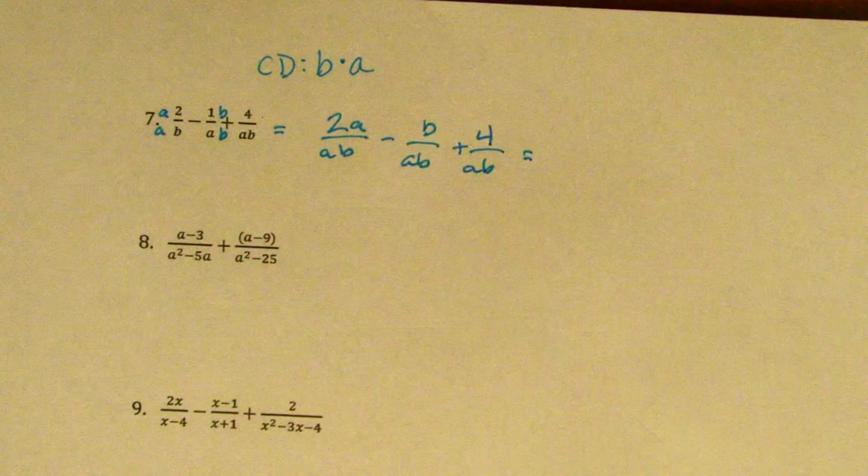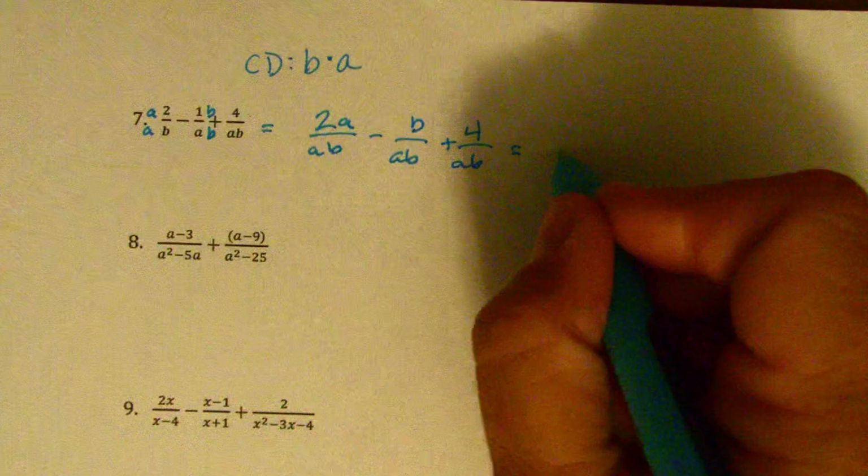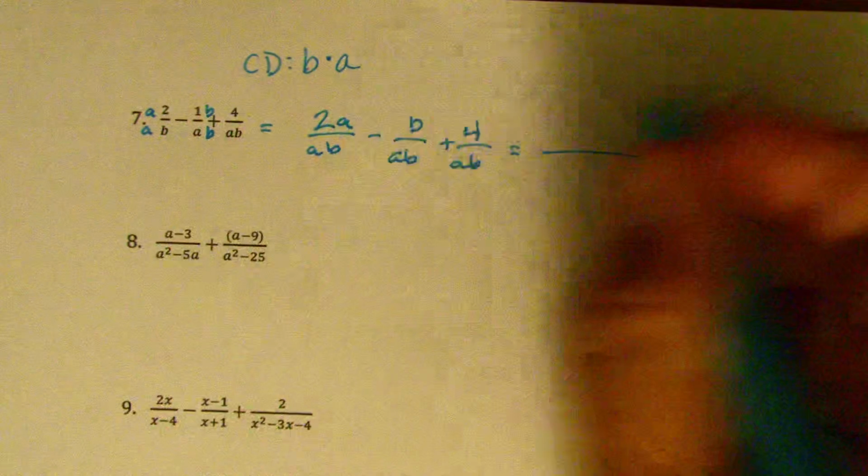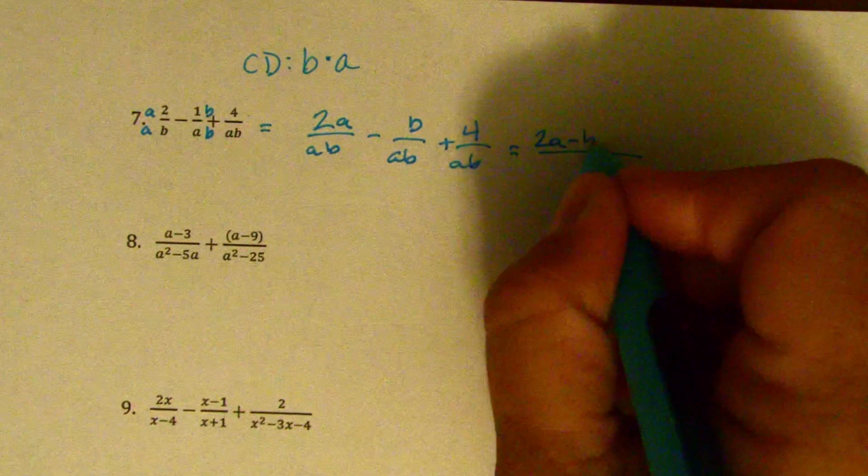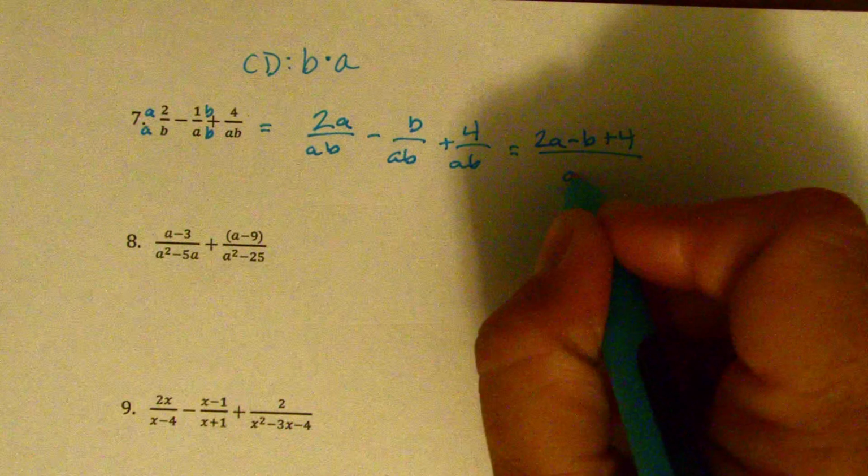They all have common denominators now. We can add them all together. Unfortunately, none of these are like terms, so we will have 2a minus b plus 4 all over ab.